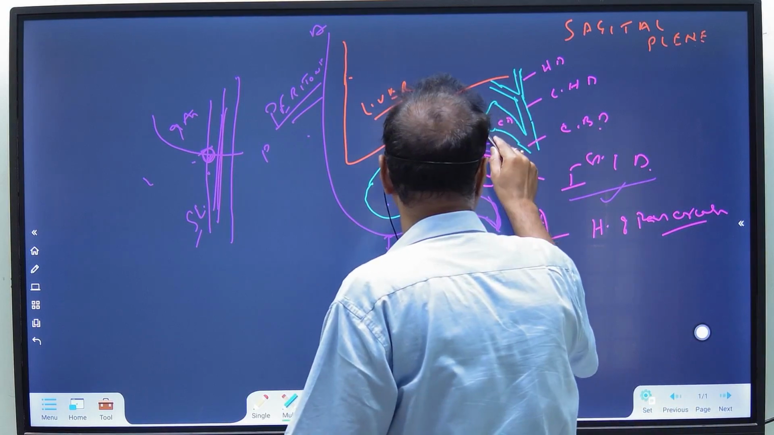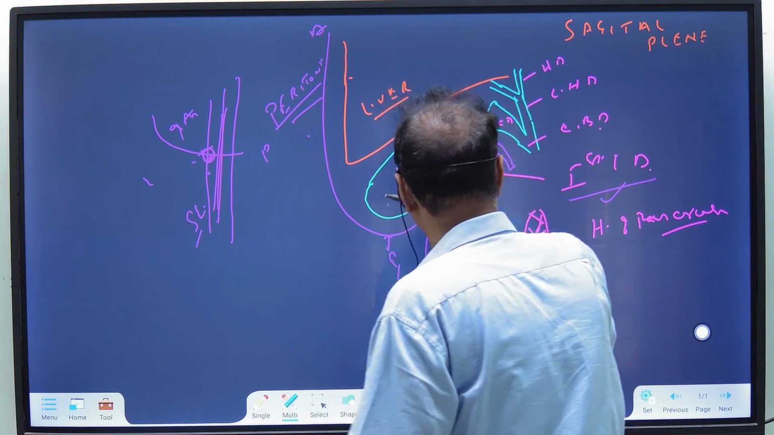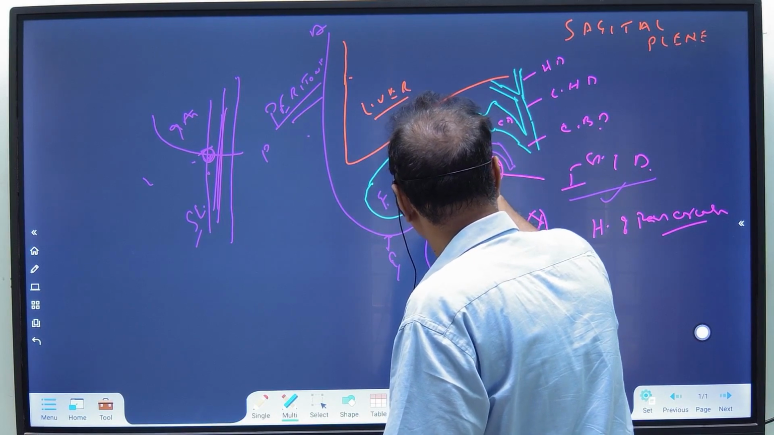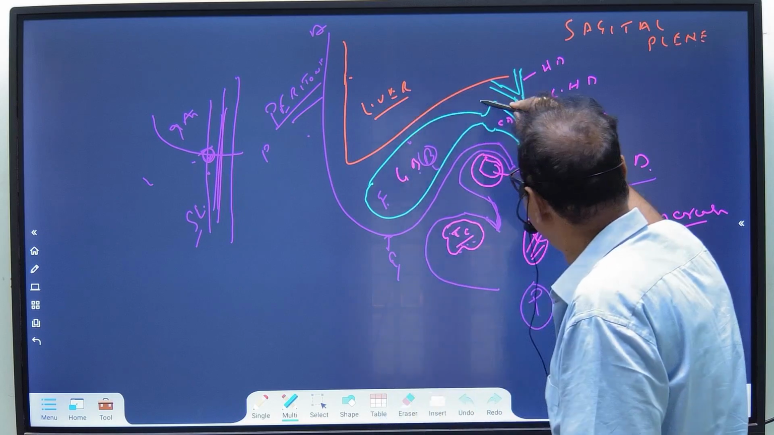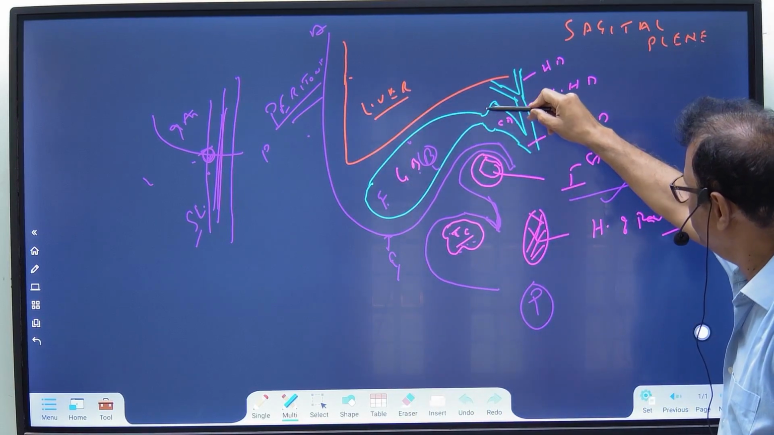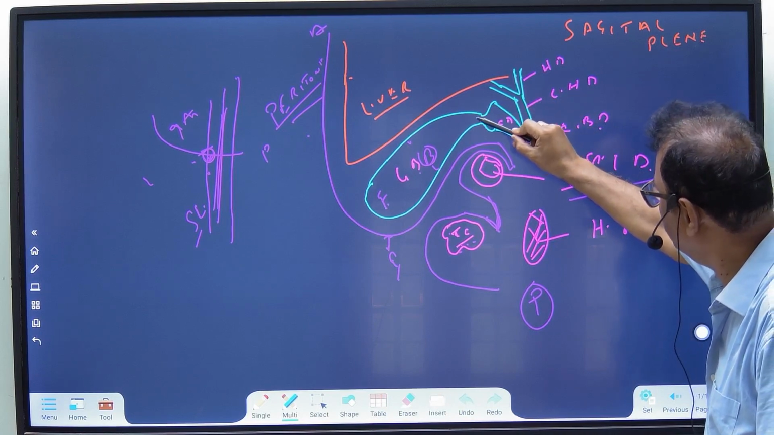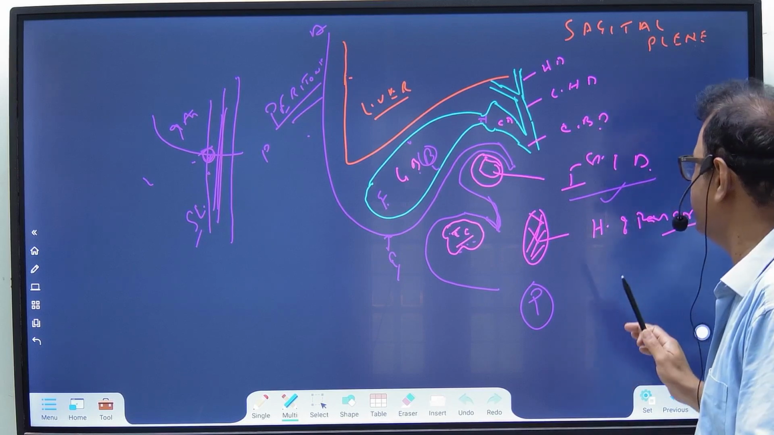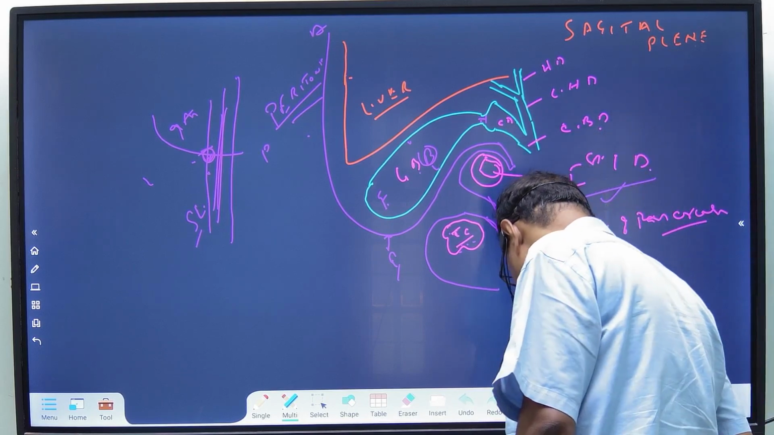Now coming to the neck, we have the neck over here. This is the fundus. This is the body. And now I switch over to the neck. This region is the neck region. We now switch over to the neck region. This neck is narrow.